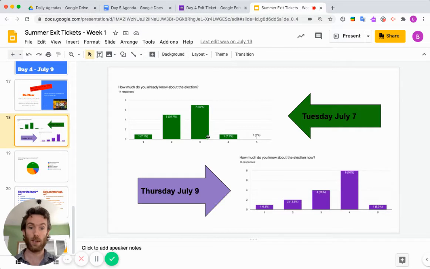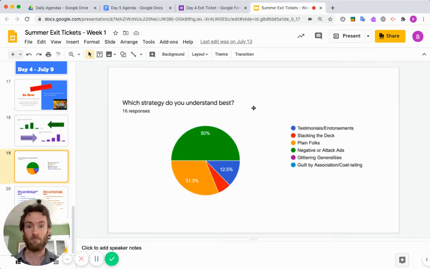A lot of students noticed here, hey, look, we know more than we did. Someone is at a 5, a lot of us are at a 4, whereas before, most of us were at a 3. So we know more. We learned some stuff last week, and I felt good about that. I had introduced some election campaign strategies, some key vocabulary. So you can see which terms people understand best.